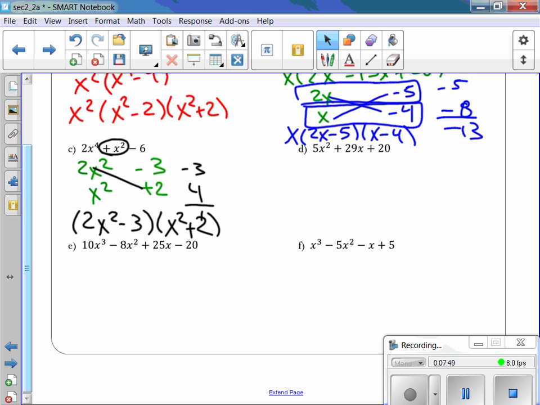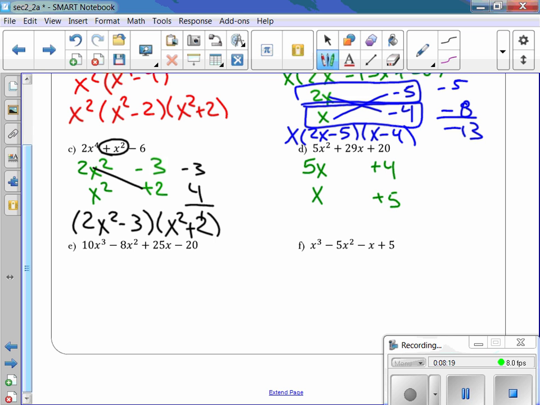5x squared plus 29x plus 20. What do we do? Sure. Crisscross method, all right. What are my signs? Both positive. So either 20 and 1, 2 and 10, 4 and 5. You can try that out.